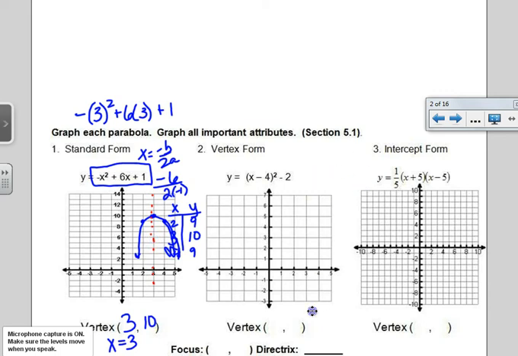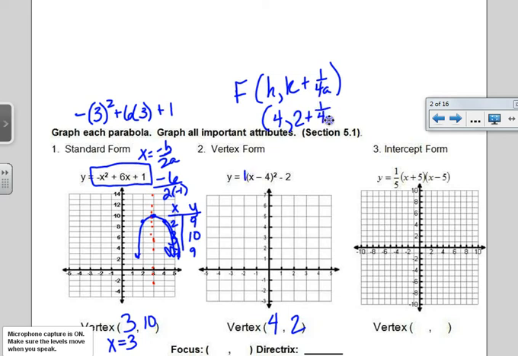Number 2 is much better because in vertex form you can just see the vertex. The vertex is at positive 4, negative 2, h, k. Now for the focus and directrix, remember focus, you get to use your formula sheet. The focus point is always at h, comma, and then k plus 1 over 4a. So for our parabola, the h is a 4, the k is a 2, plus 1 over 4 times the a value, and the a value in this problem is an invisible 1. So 2 plus 1/4 is 2 and 1/4.